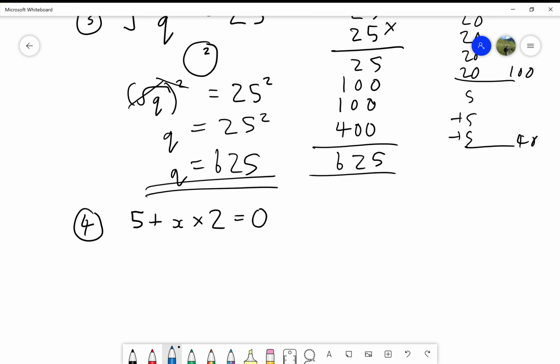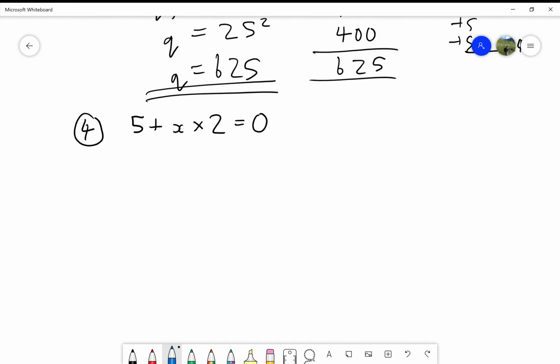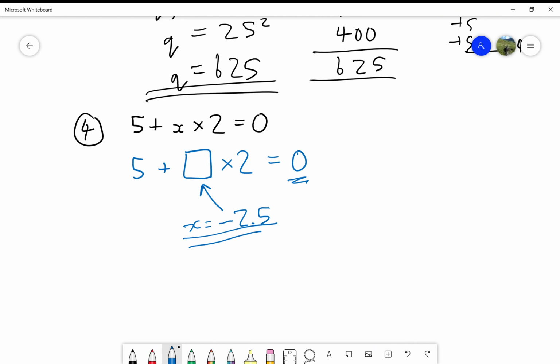Right, there's lots of ways of doing this. I'm first of all going to do it kind of by inspection. So I'm going to say 5 plus something times 2 equals 0. What would that something have to be? Well, they've got to cancel because it makes nothing. So that would have to be minus 2.5. So that means x equals minus 2.5. So that's the answer. Now, I don't think that's the best way of doing it.